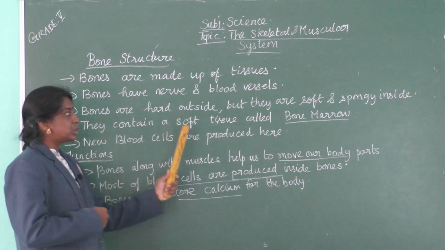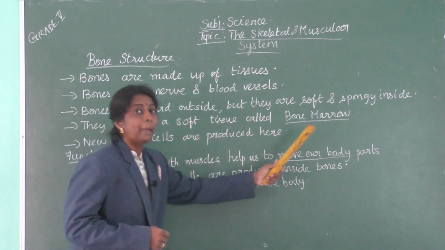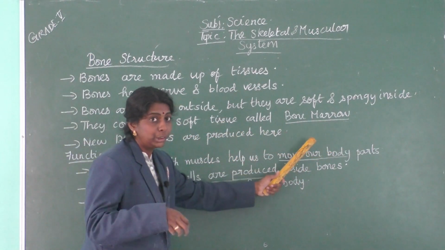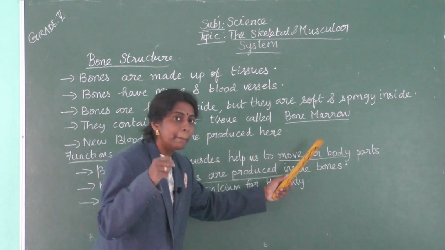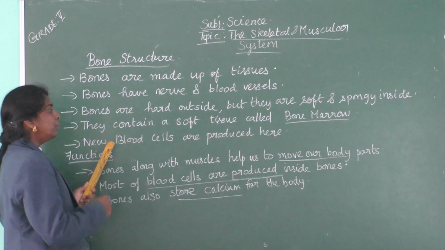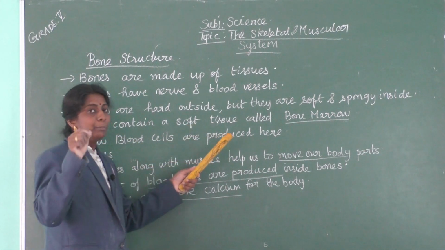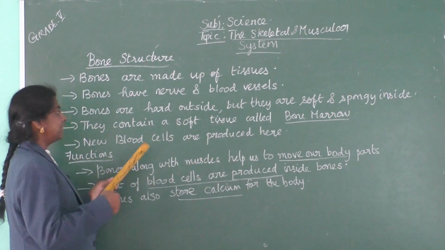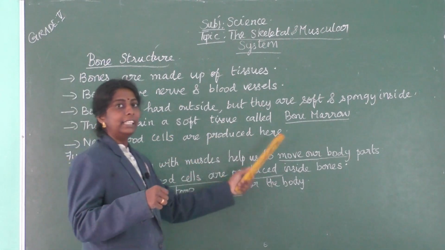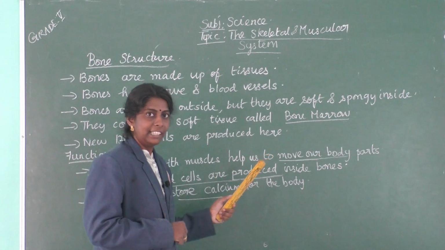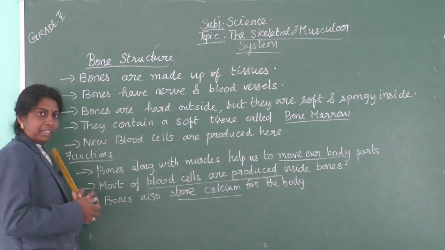They contain a soft tissue called bone marrow. So the soft tissue present in the bone is said to be bone marrow. New blood cells are produced only inside the bone marrow. Clear?